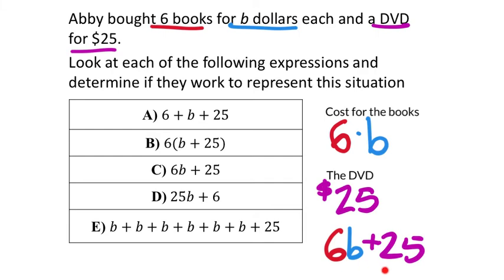So we just need stuff that is the same as this, which is being shown directly right here. So I know C will work, but what about these other ones? Well, A is showing 6 plus B, where we actually need 6 times B because there's 6 books for $B. This is communicating that they're 2 different items. So A, garbage. B, now this is like saying you got 6 groups of B and 25. Okay, but that's not really what we want right here.